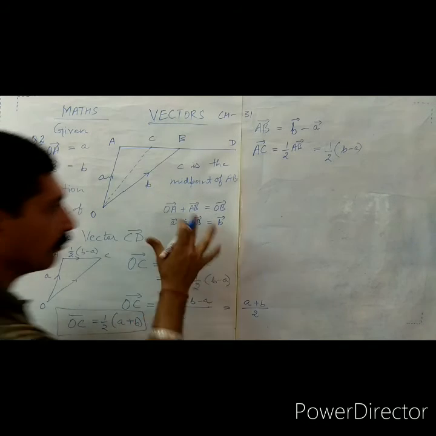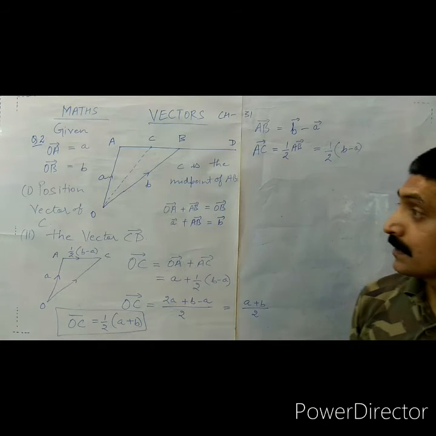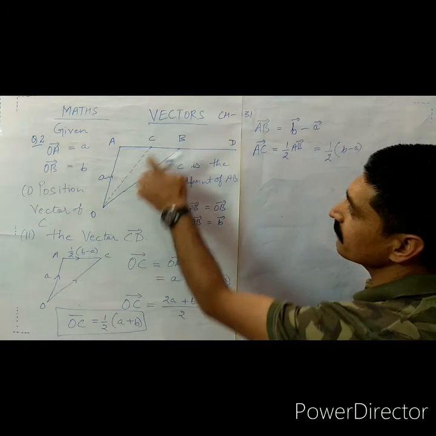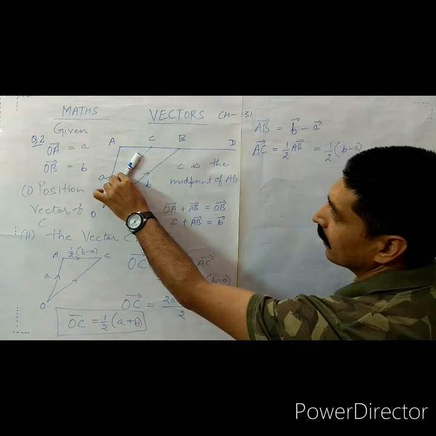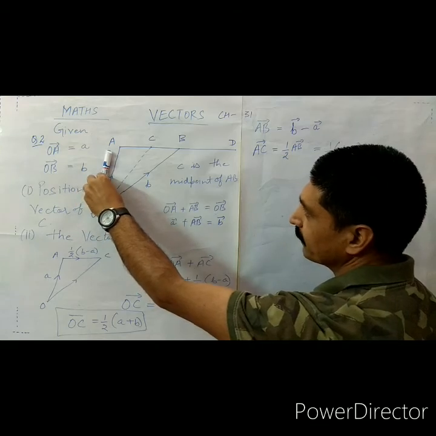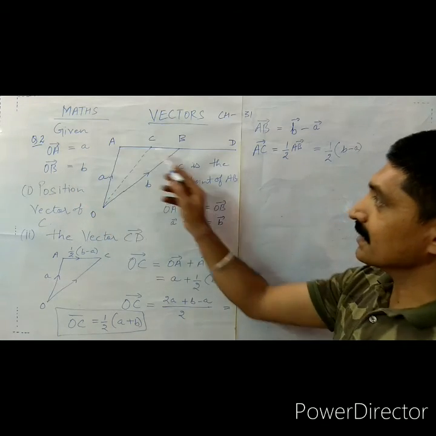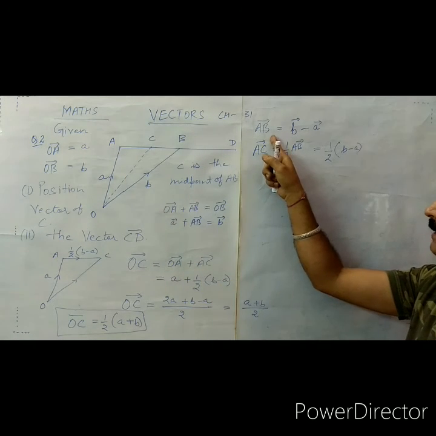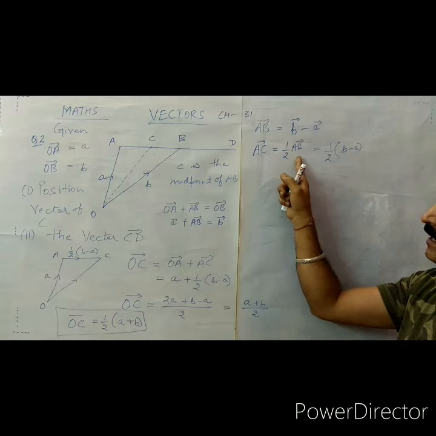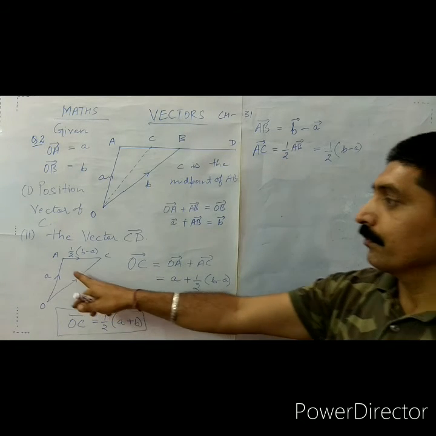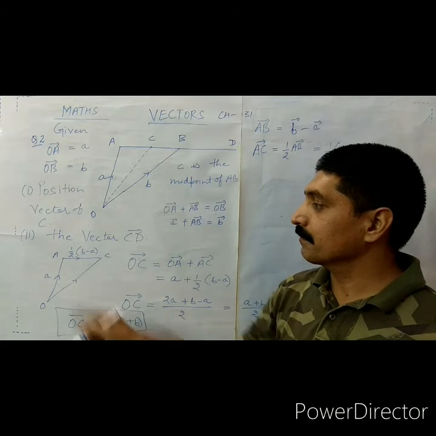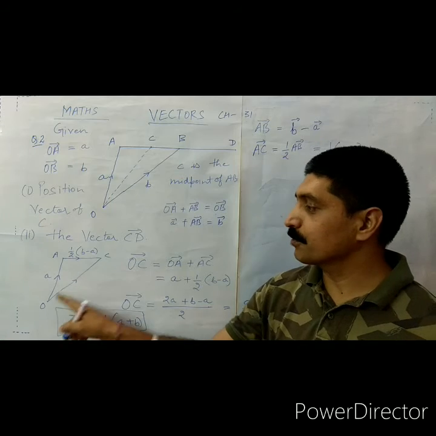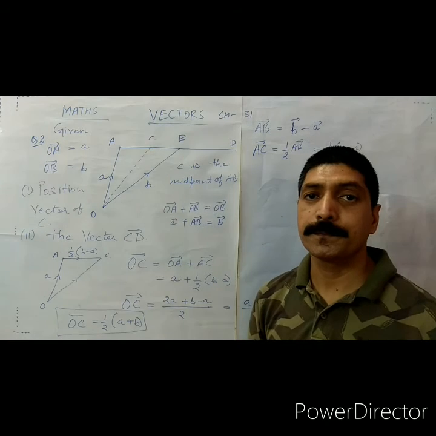So this is our first part. Let's check again. In order to find OC vector, I have to find OA, which is already given, and I have to find AC. As C is the midpoint, AC is half of AB. So we first find AB, then AC is half of AB, and then with the triangle law of vector addition, we find the position vector of OC, meaning the position vector of point C from the origin.